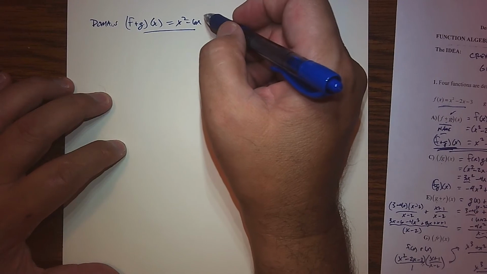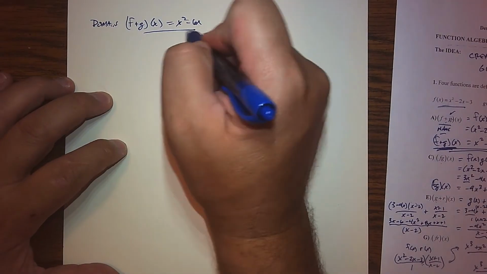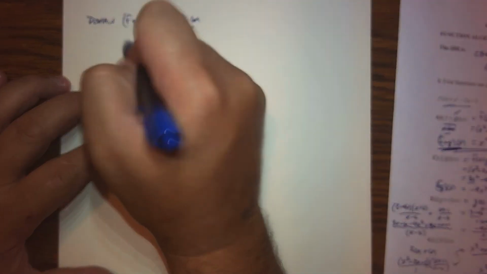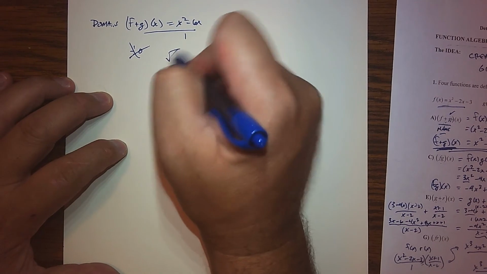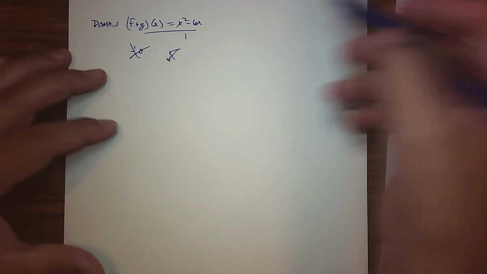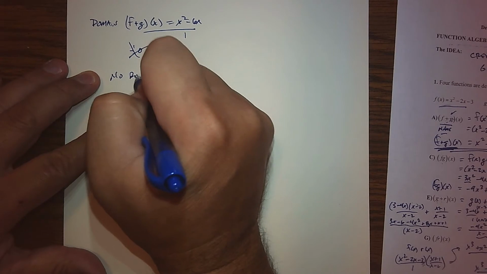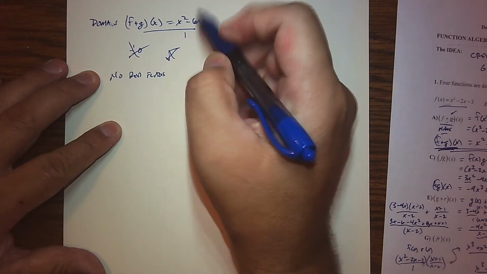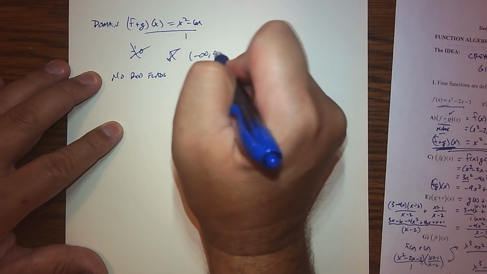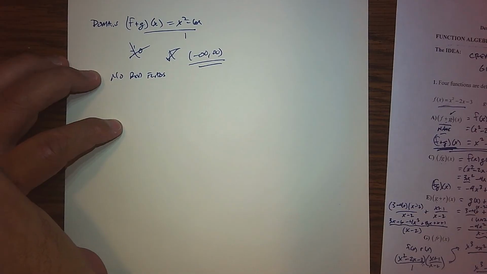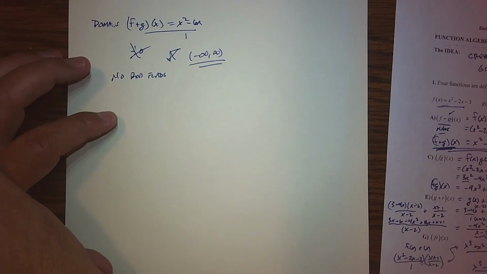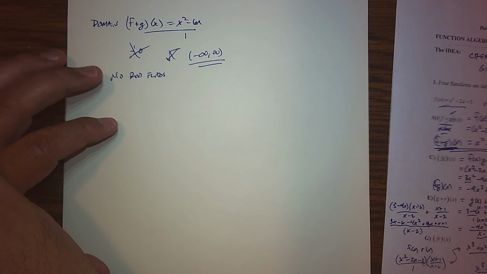And so basically what we're looking for is red flags. This is over 1, so there's no division by 0. I don't see a square root, so I don't have to worry about anything positive. So there's no red flags. So I'm saying the domain is everybody. Everybody's going to work. We're going to be solid. It's a good function all the way around.